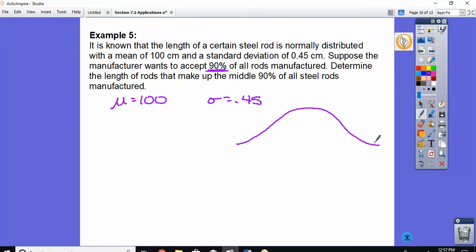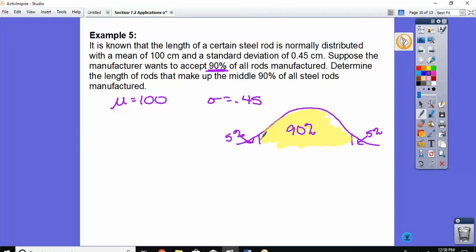The middle 90%, so we've got a normal curve. I want the middle 90, so this part is 90%. So what's this represent? And this would be. You guys agree with that? Alright. So we are trying to find x again. So we're working backwards from the table.